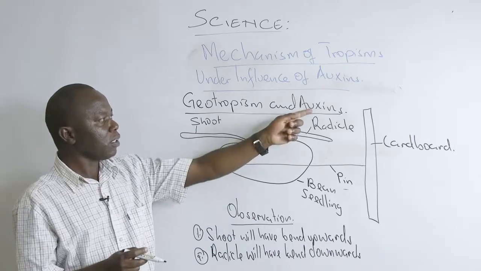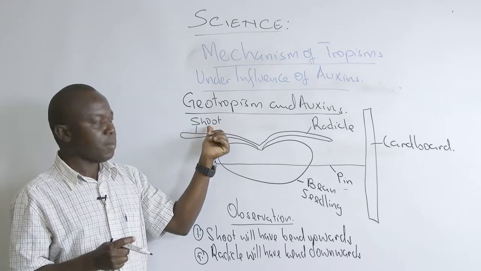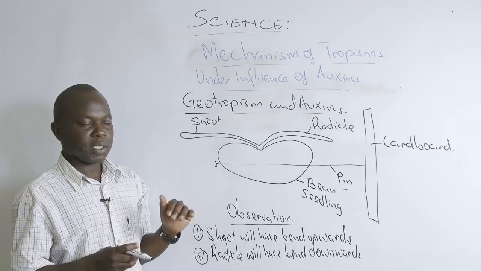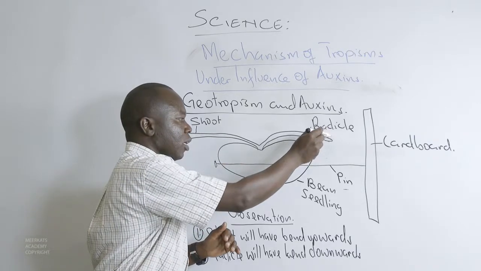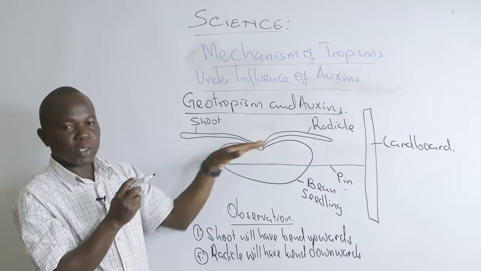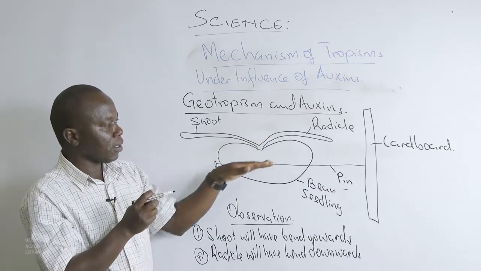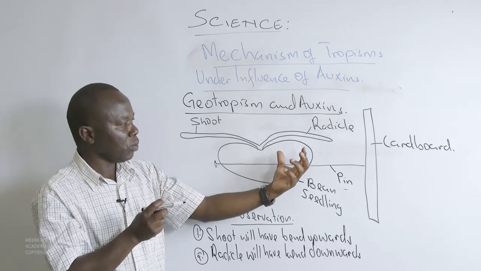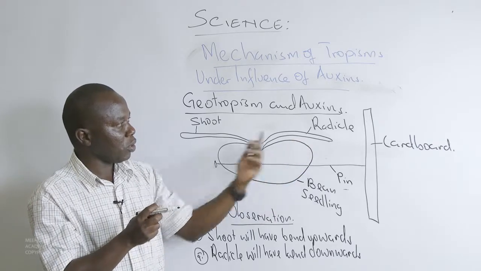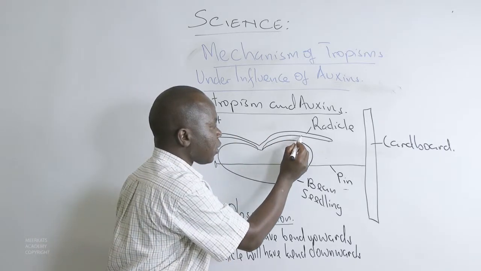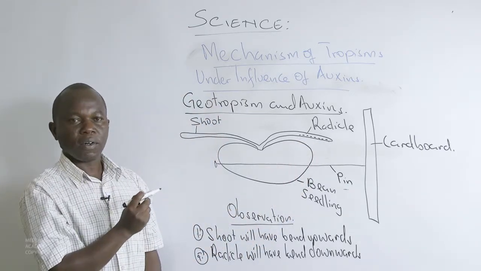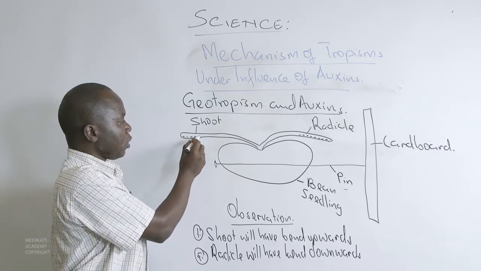We said that auxins, the source is mainly the shoot tip and the root tip. So this is the source at that point and at that point. So in this position, what will happen is that gravity is going to cause accumulation of auxins on the lower part of both the radicle and the shoot.